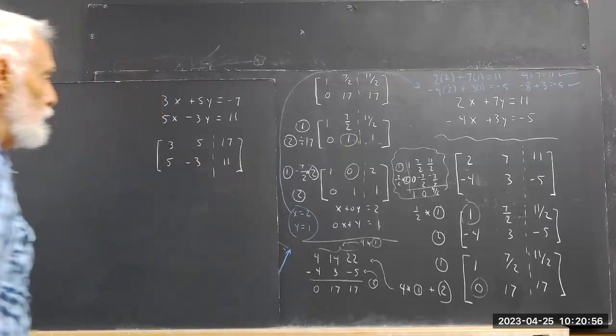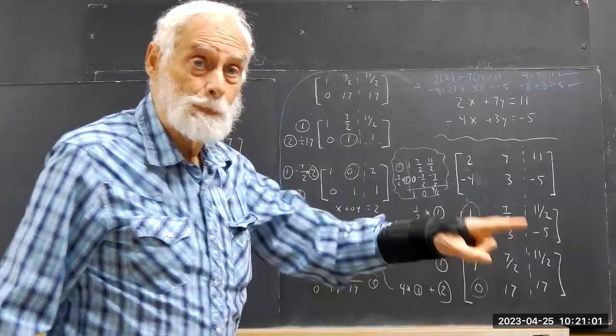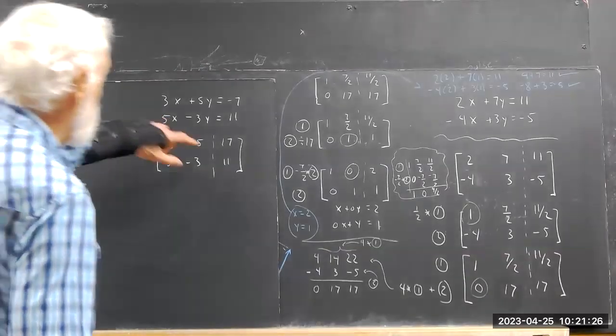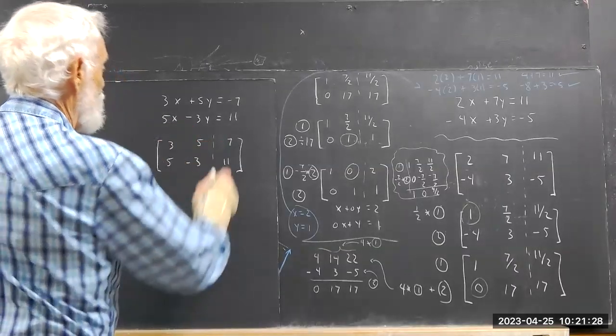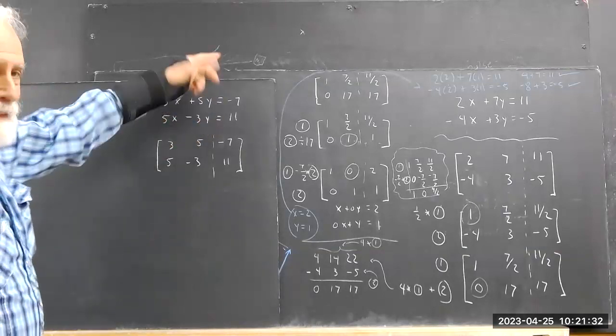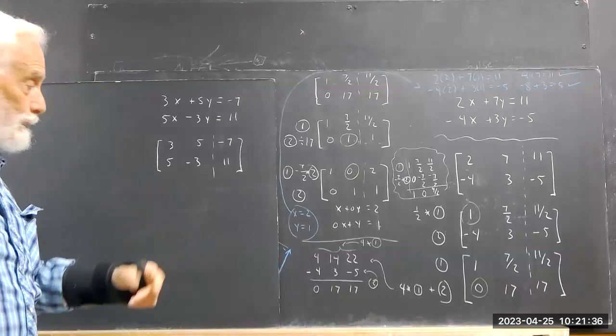So what's our first goal? Our first goal is to get a 1 in this position. Got something wrong here. We'll figure it out. Okay, I don't know where I got 17. I think I got that out of my peripheral vision. Thank you for correcting that.